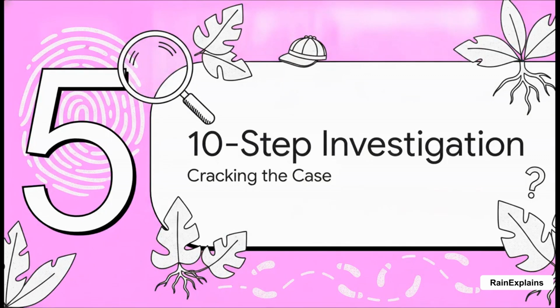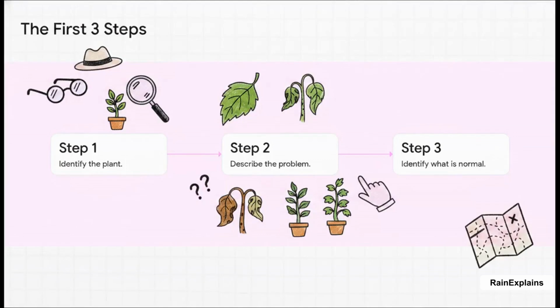All right, let's put it all together in Section 5, the 10-step investigation. The best part? You honestly don't need a lab coat or a fancy microscope to be a plant detective. You just need to follow a few logical steps to systematically rule out suspects. The framework starts simply by taking a step back. Identify the plant, describe the problem, and figure out what's normal. From there, reviewing your cultural practices and finding the exact distribution pattern will help you knock out those false leads.